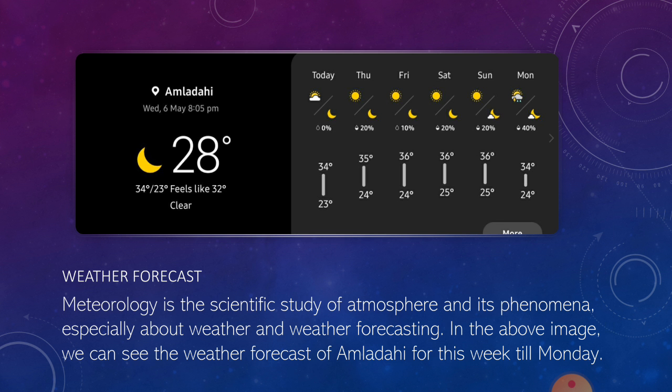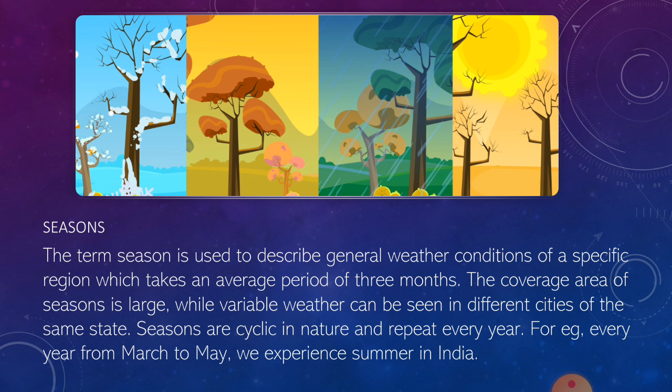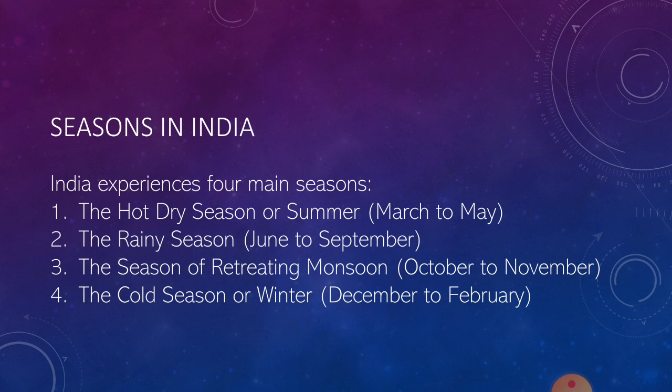Since we have discussed about weather, we may as well quickly look into seasons. The term season is used to describe general weather conditions of a specific region which takes an average period of 3 months. The coverage area of seasons is large while variable weather can be seen in different cities of the same state. Seasons repeat every year. For example, every March to May, we experience summer in India. We mainly experience 4 seasons in India: the hot dry season or summer, the rainy season, the season of retreating monsoon, and the cold season or winter.